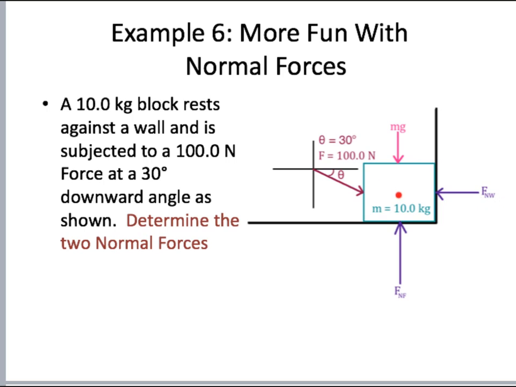Because this block is being pushed downward into the floor, and pushed horizontally into the wall. How do I know it's being pushed horizontally? Because this force has a component that's in the horizontal direction, and it has a component that's in the vertical direction. So this force is going to be adding to the weight. This y component of the force is going to be adding to the weight, and this x component of the force is going to be pushing it into the wall. And so since it's being pushed into the wall, the wall is going to push back with the normal force of the wall. Since it's being pushed into the floor, you guessed it, the floor is going to be pushing back with the normal force of the floor.